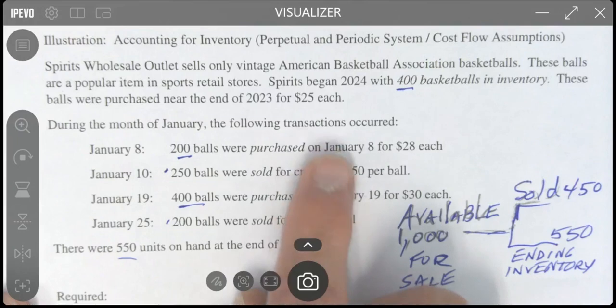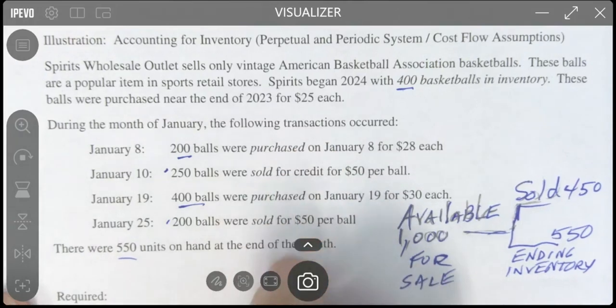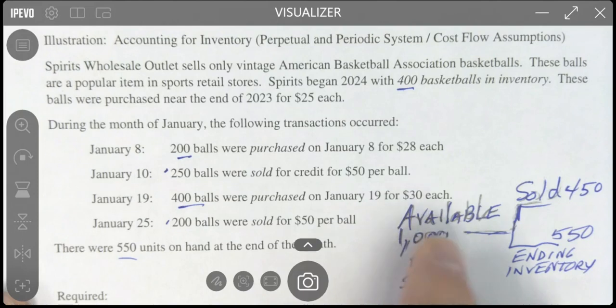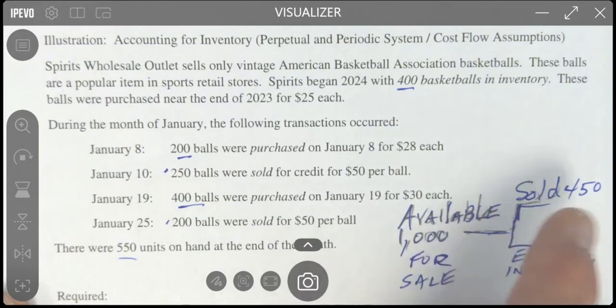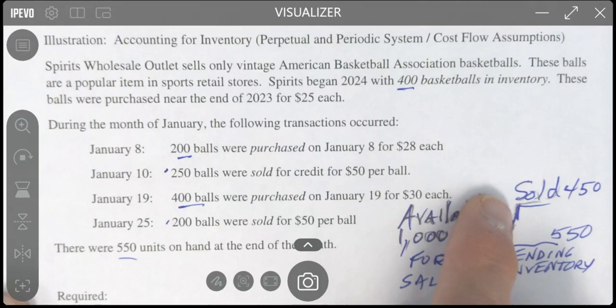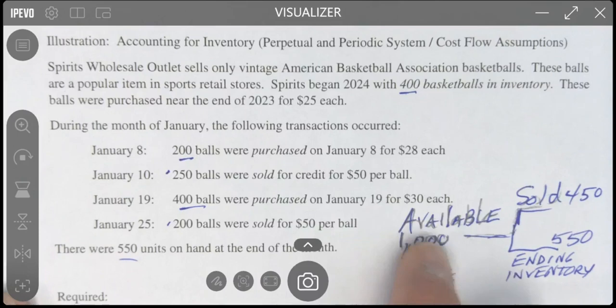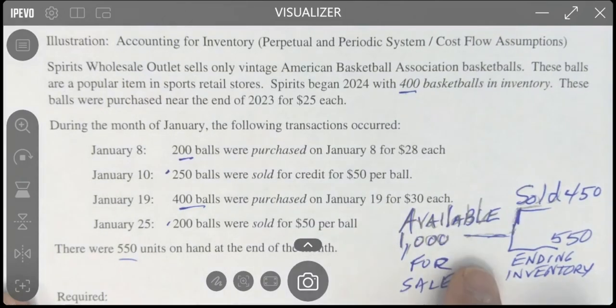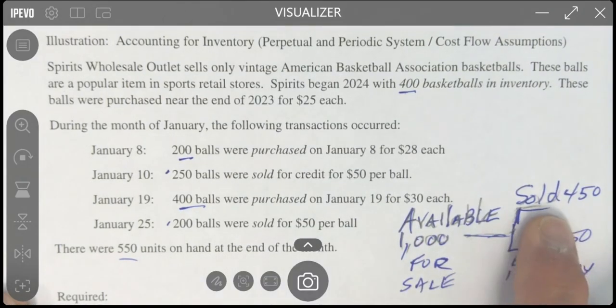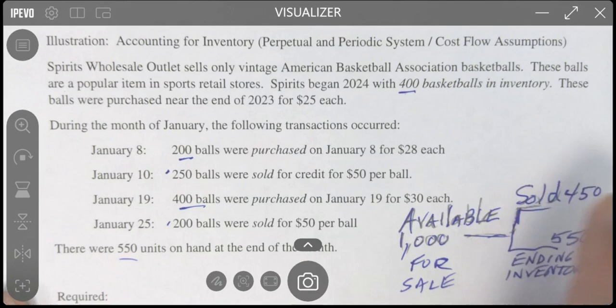As always, same facts. I hope that you will reread the facts. Overall, we have 1,000 basketballs available for sale during the month of January. And in the end, we sold 450 of them, and we have 550 in ending inventory. And our whole chore is to use the cost flow assumption to find out how much cost we assign to the 450 balls sold and the 550 balls in ending inventory.